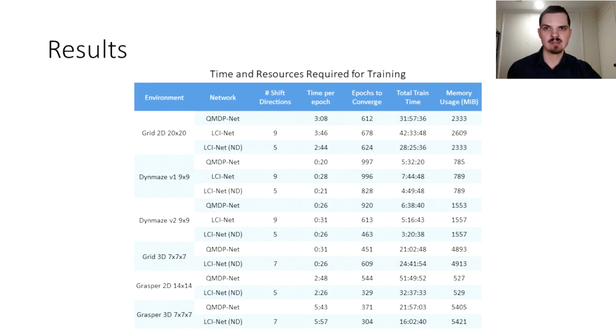The more expressive transition operator incorporated in LCI-Net introduces only a small amount of extra complexity. The additional time required per epoch of training is small in most cases, and is often compensated for by a decrease in the number of epochs of training required to reach convergence. In most cases, the additional amount of memory consumed by LCI-Net is negligible relative to total memory consumption. While scaling to larger environments results in an increase in required memory, the rate of growth in memory consumption is very close to that of QMDP-Net.